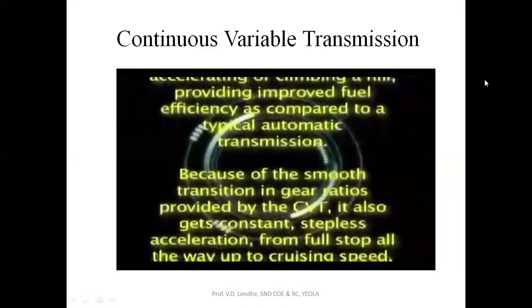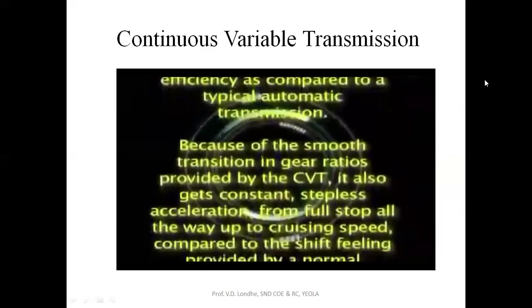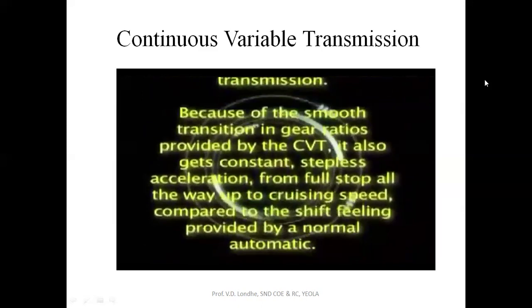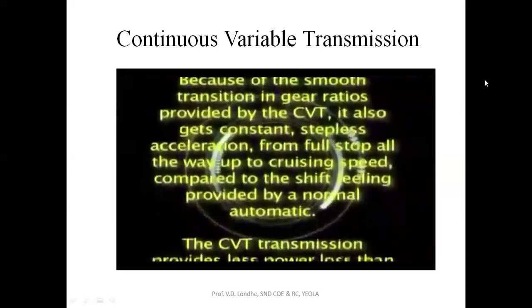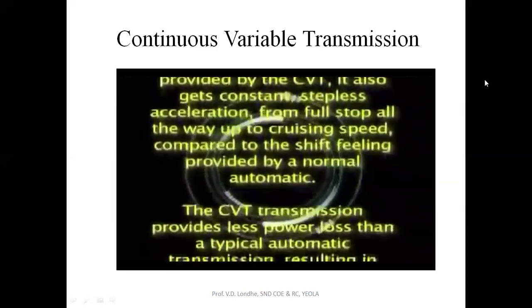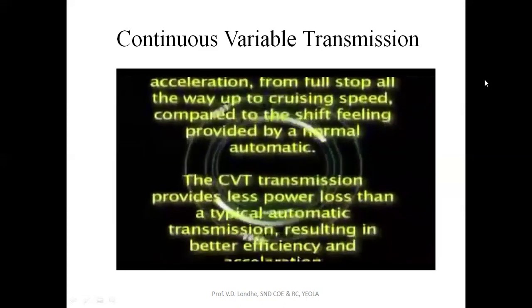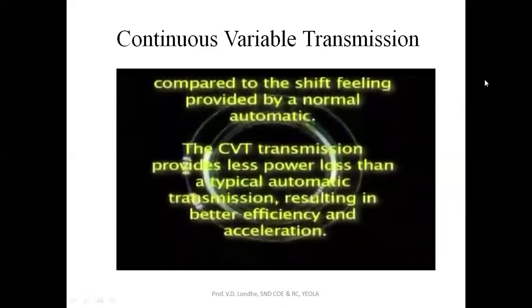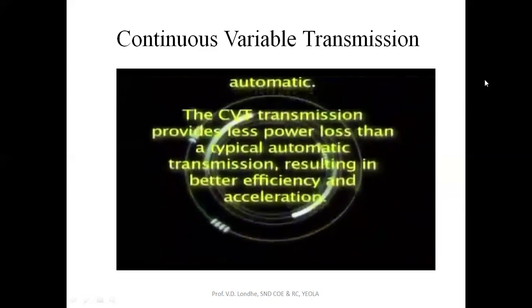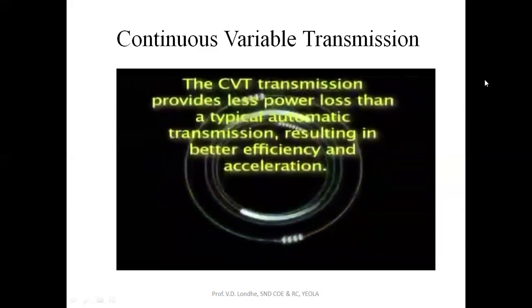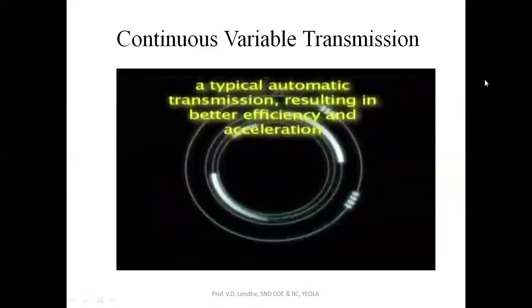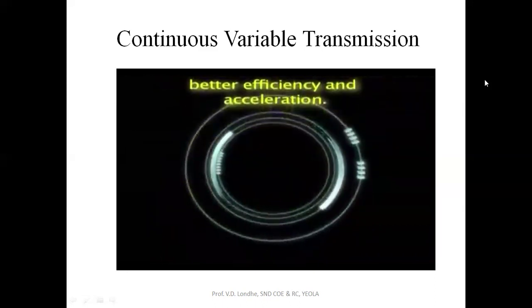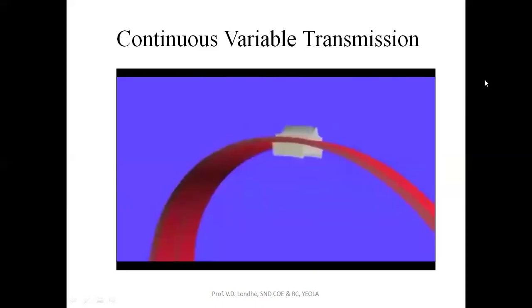Because of the smooth transition in gear ratios provided by the CVT, it also gets constant, stepless acceleration from full stop all the way up to cruising speed, compared to the shift feeling provided by a normal automatic. The CVT transmission provides less power loss than a typical automatic transmission, resulting in better efficiency and acceleration.